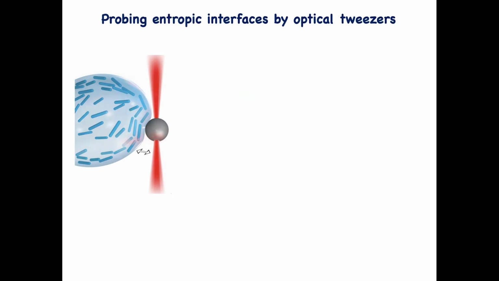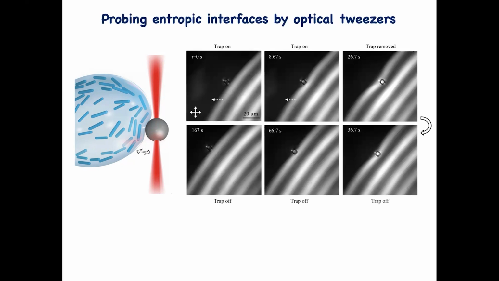So we have a droplet. We block the probe particle with the laser trap, and we move the droplet towards the probe. So this is how it looks. Okay, the trap is on, so the probe particle cannot move. We push the droplet against it. You see there is a small indentation, and all of a sudden we release the trap, and the droplet is pushing it away.